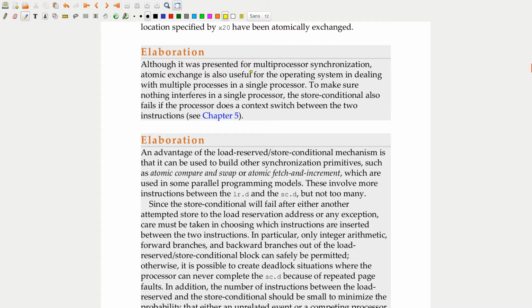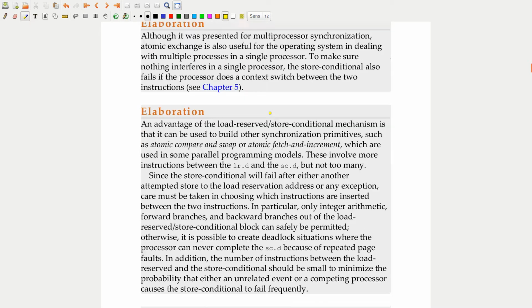Although it is presented for multiprocessor synchronization, atomic exchange is also useful for the operating system in dealing with multiple processes in a single processor. To make sure nothing interferes in a single processor, the store conditional also fails if the processor does a context switch between two instructions. This basically says that when we do a context switch, we're supposed to swap out all the information from, say, one context for another's context. But if we've executed an instruction that relies on that previous context, we're going to have some problems.